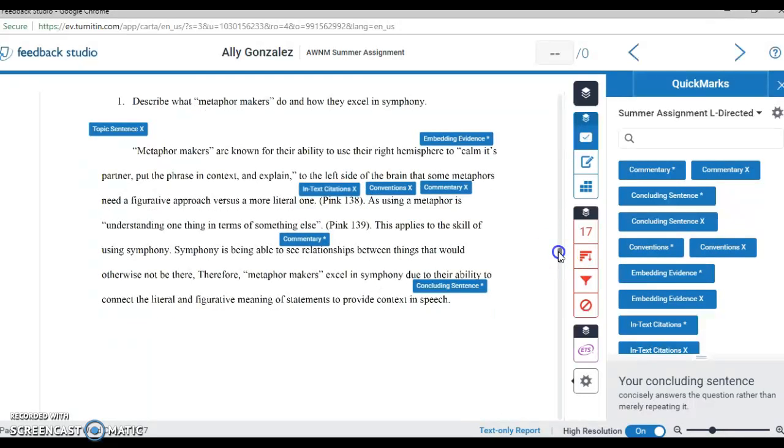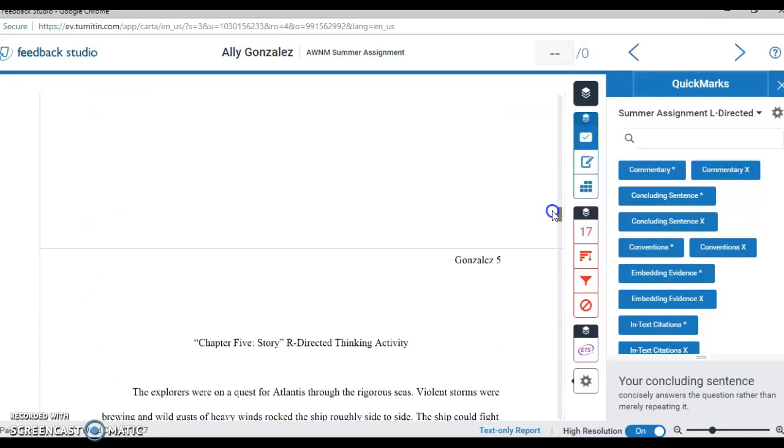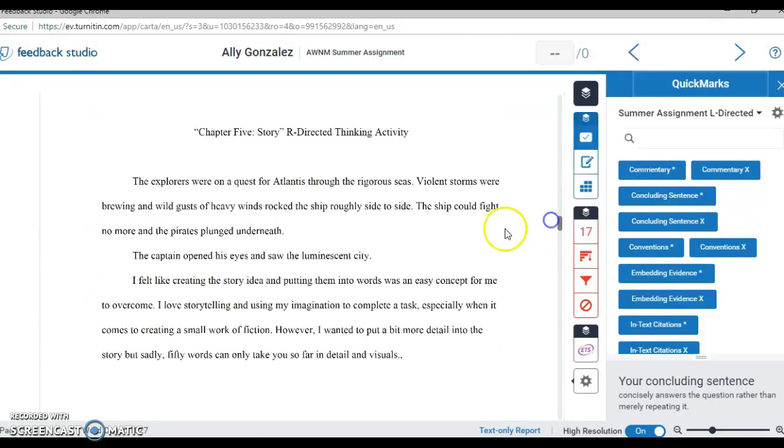Let's see. And then I looked at your R-directed activities, and I was going to talk about this story one. I liked reading your mini saga, and I liked especially your word choice throughout it. So glad you got to do that and reflect on it a little bit. Anyway, just wanted to give you a little feedback.